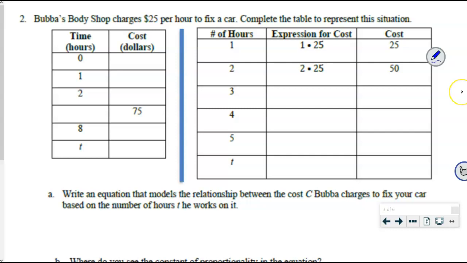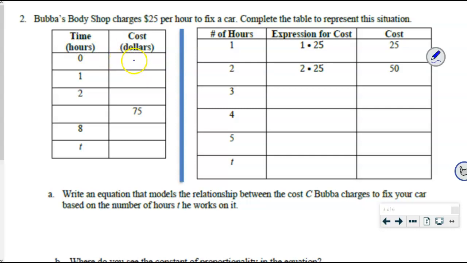In this next problem, we see the same sort of setup. We have a situation, we have a table to fill out, we have an expanded table showing how we're going to be going across that table so that we can, in the end, write the equation that we need. Bubba's Body Shop charges $25 per hour to fix a car. Let's complete the table. If we're spending 0 hours fixing a car, what's the cost going to be?